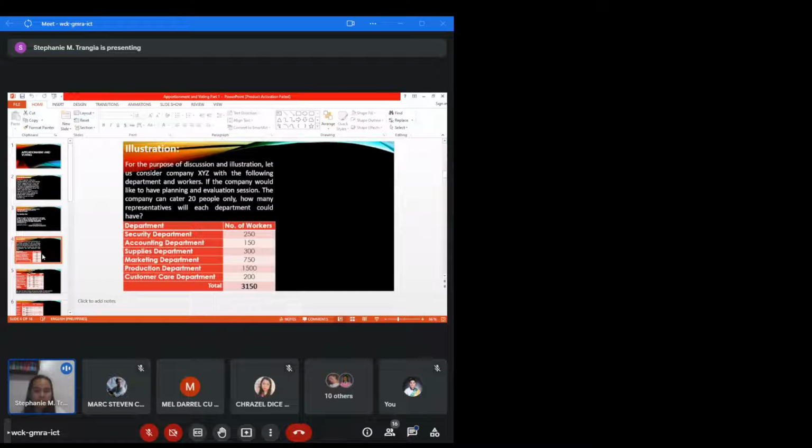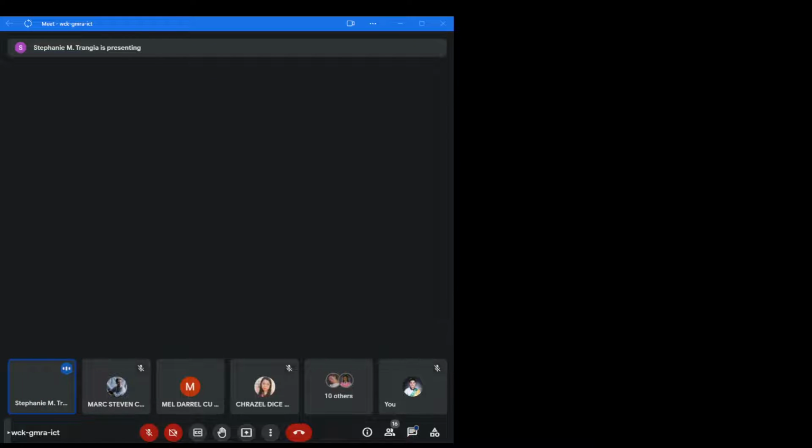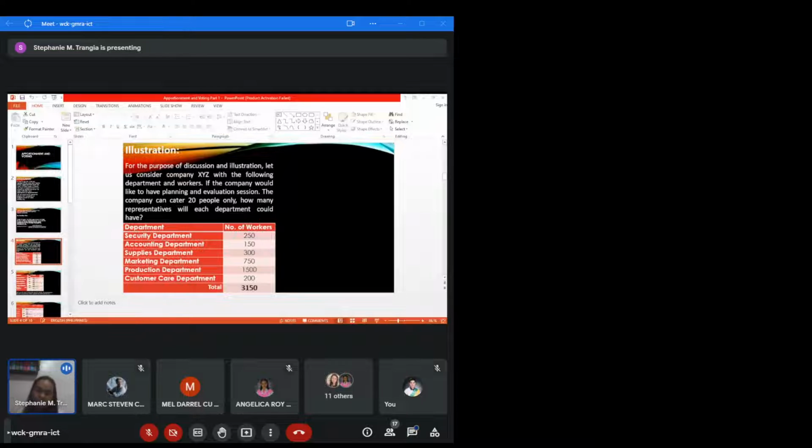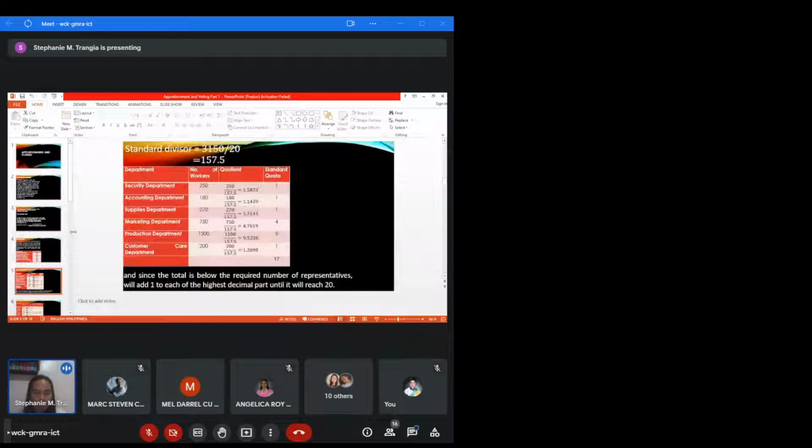For illustration purposes, let us consider companies X, Y, and Z with the following departments and workers. If the company would like to have a planning and evaluation session, it can cater to 20 people only. So how many representatives will each department have? We are going to select 20 representatives from these departments. How are we going to do that with a total of 3,150 coworkers? We will use first the Hamilton plan.